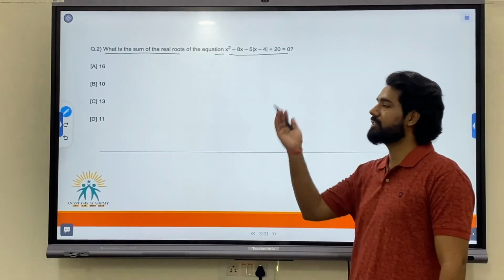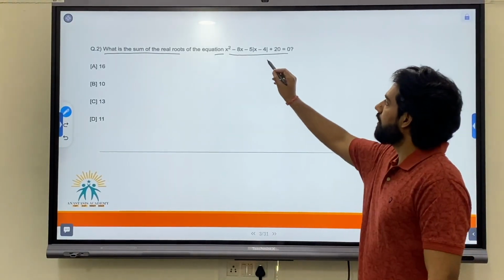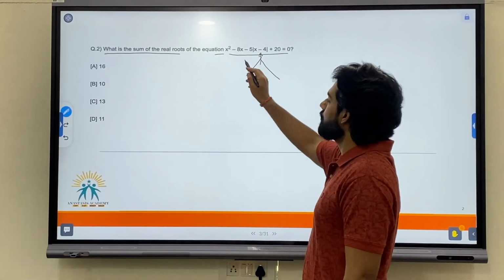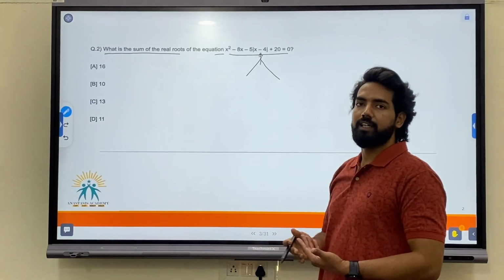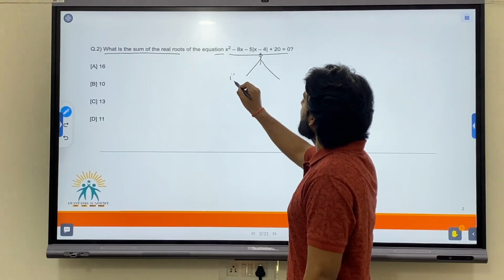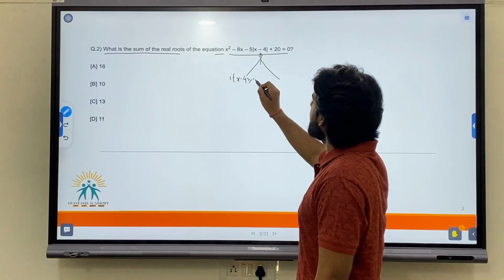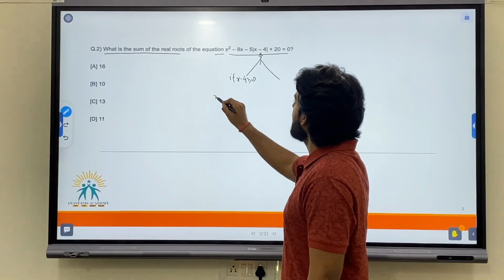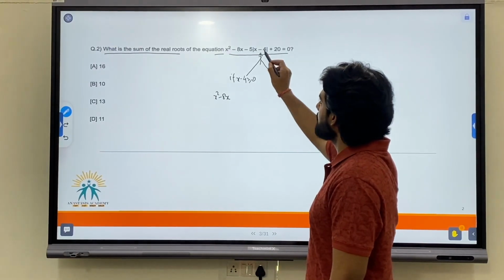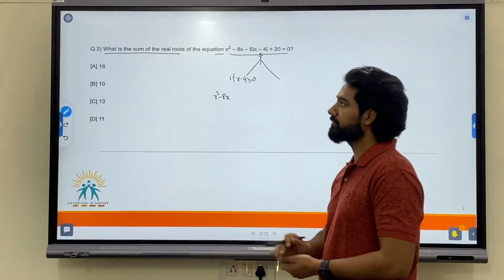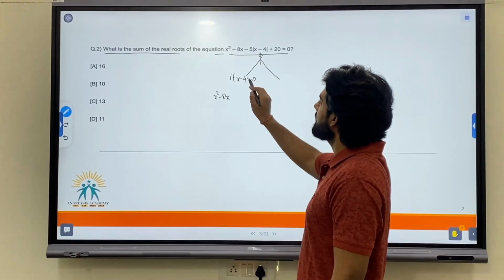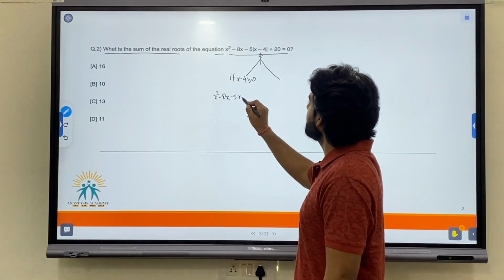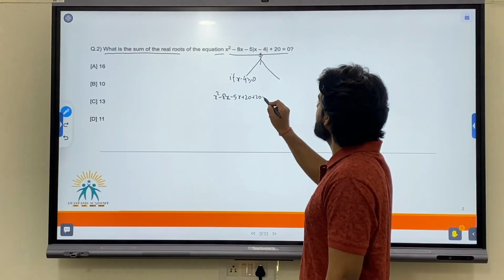To find the roots of this equation, first I need to get rid of this mod. So I know this mod can be opened in two ways depending on the value it contains. One case is if x minus 4 is greater than or equal to 0, this equation will become x squared minus 8x, or this mod will open as positive because the quantity it contains is positive, so mod will open as it is, or it becomes minus 5x plus 20 is equal to 0.